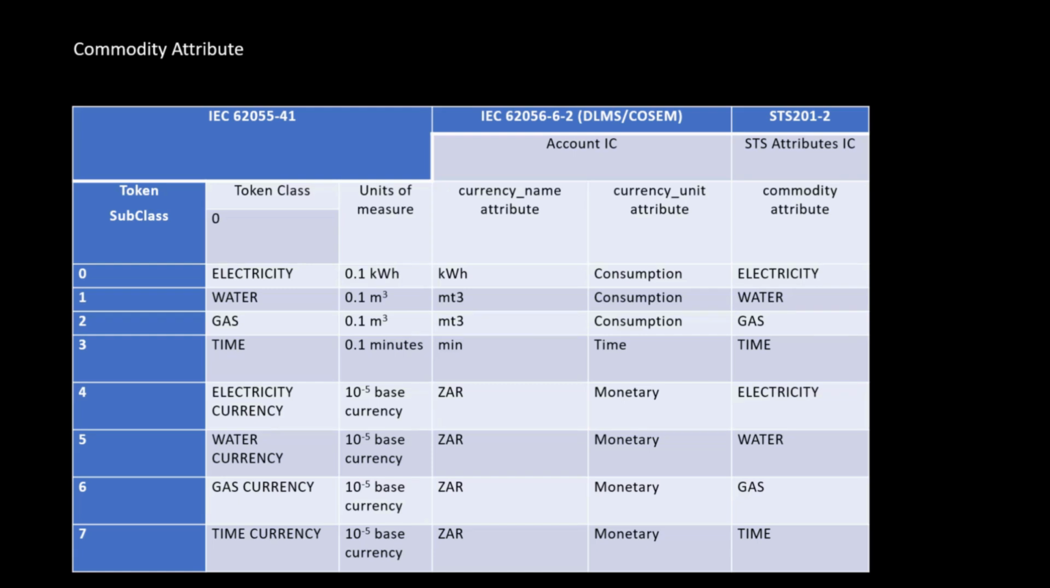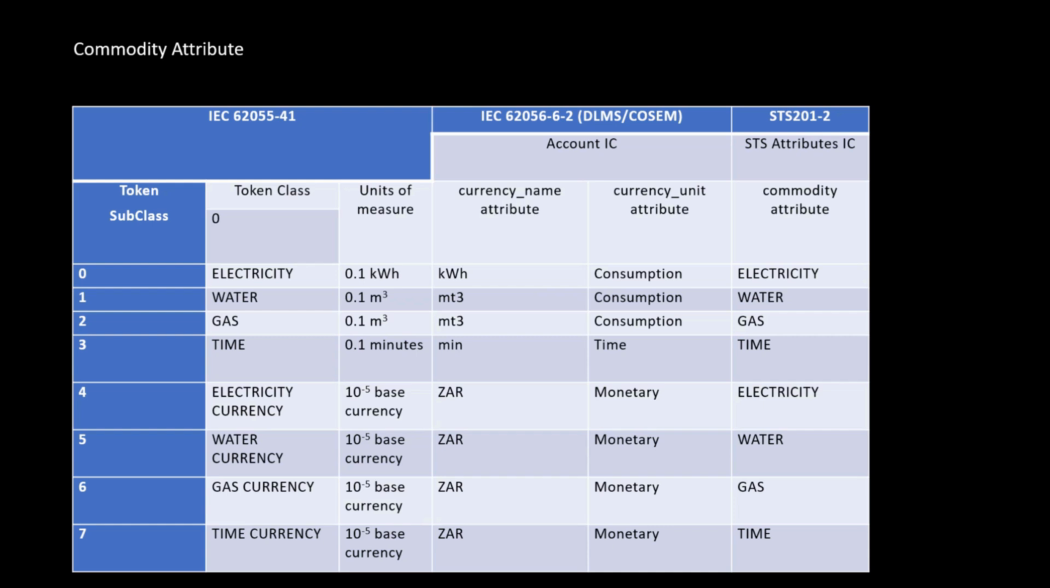So if we look at all the attributes, on the left you have columns that show the IEC 62055-41. On the right you have the IEC 62056-6-2 DLMS COSEM, and far right you have the STS201-2. So if you look at token subclass 0, for example, the class is class 0, subclass 0 is electricity, units of measure are 0.1 kilowatt hours.